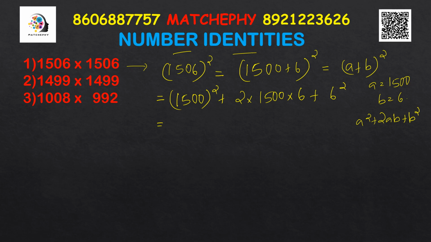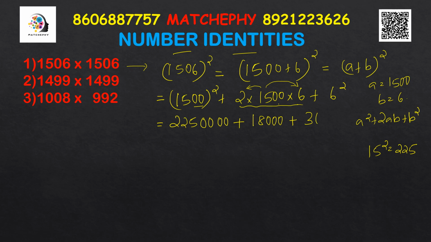And what about 1500 square? It is very easy, because 15 square we know is 225. So 1500 square should be 225 followed by how many zeros? Here there are two zeros, so for taking the square, we take the double of it, that is 4 zeros. Plus, let's do this multiplication mentally. 15 into 6 should be 90. 90 followed by 2 zeros should be 9000. And 9000 into 2 will give you 18,000. That is so simple, right? Plus 6 square will be 36.